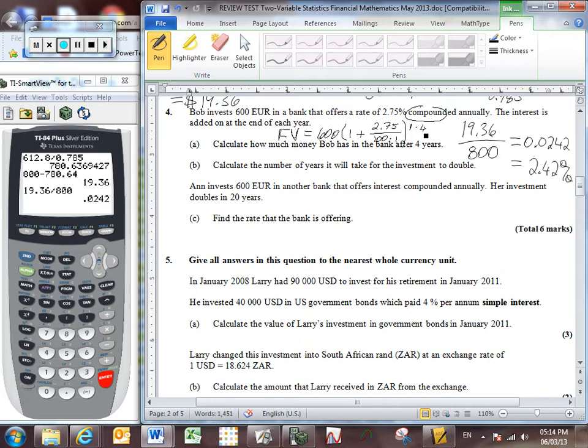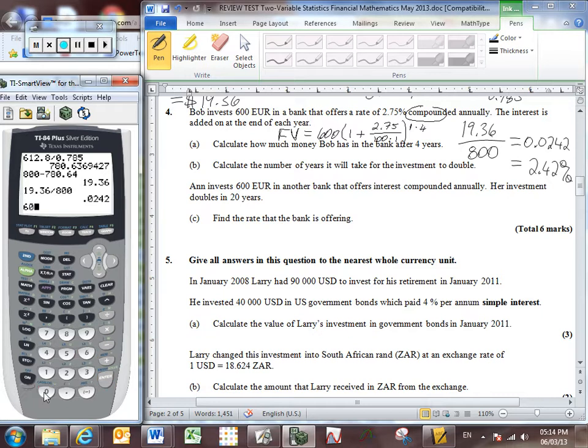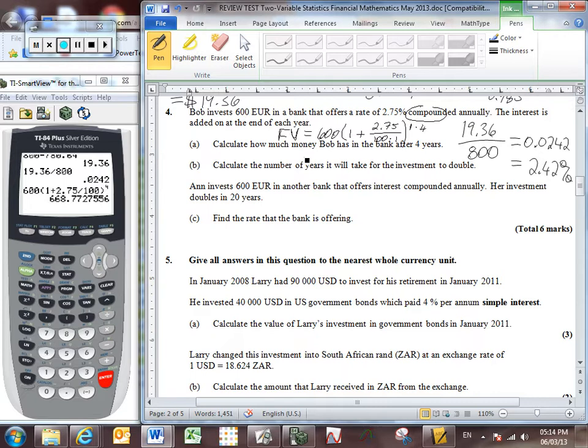And so we could just type this into the calculator: 600 times 1 plus 2.75 over 100, close parentheses, raised to the power of 4. And we can see that the money, 600, after 4 years has grown to 668.77. And that's euros.